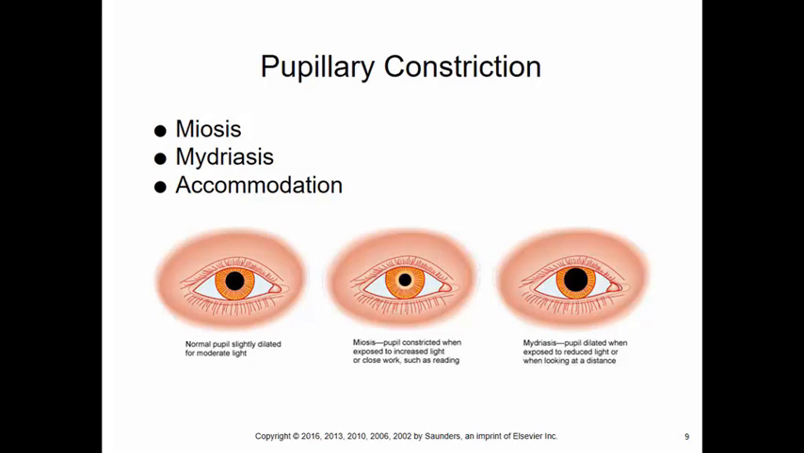Pupillary constriction. We've got miosis, which is pupillary constriction, or mydriasis, which is pupillary dilation. And you have a diagram here that illustrates those well.